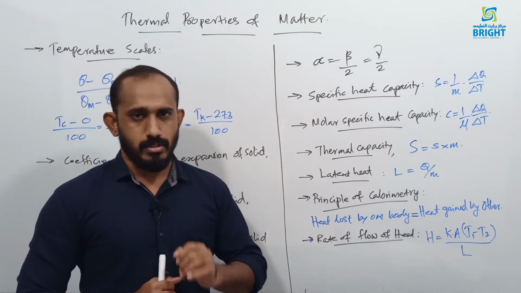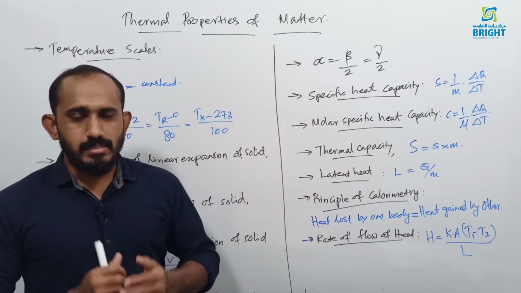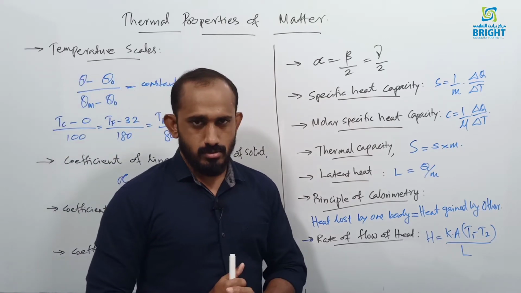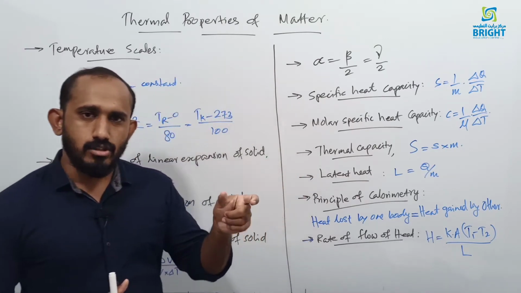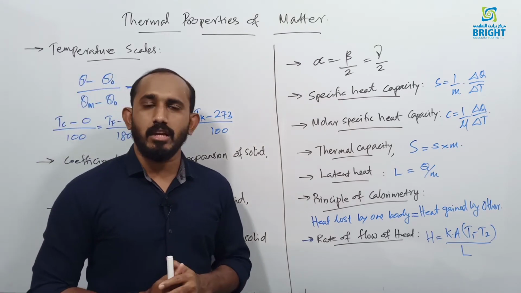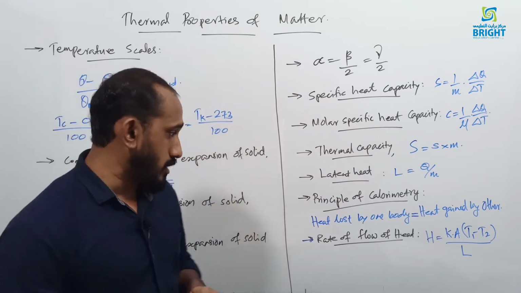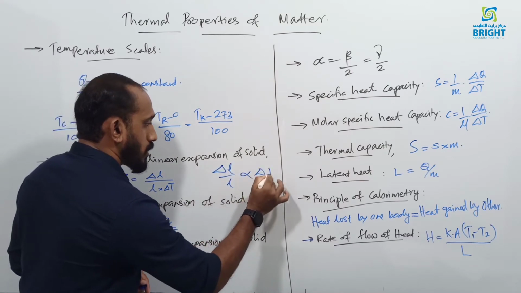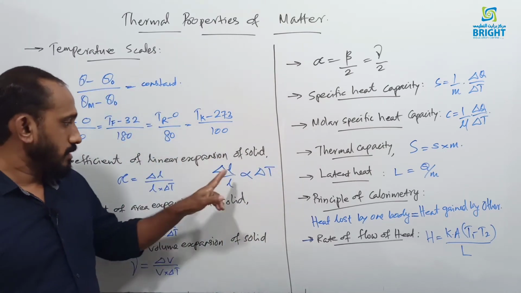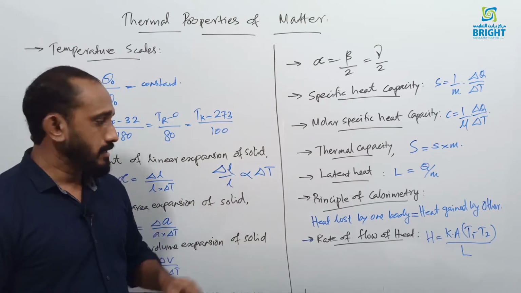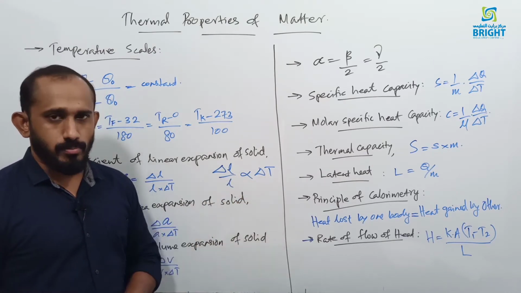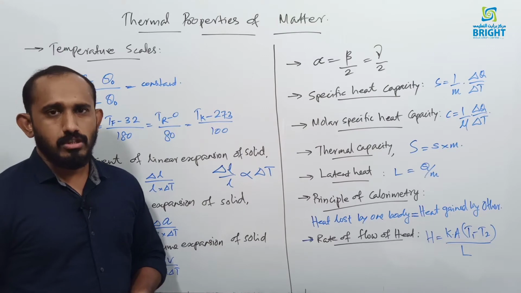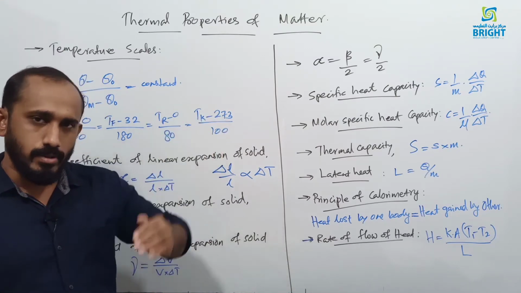If there is an increase in length, we call it linear expansion. It says that the fractional change in length, that is the increase in length by the original length, will always be directly proportional to the change in temperature. We will write it as delta L by L is proportional to delta T. Delta L by L is the fractional change in length, directly proportional to the change in temperature. That's sure, of course, since the change is based on the original length.